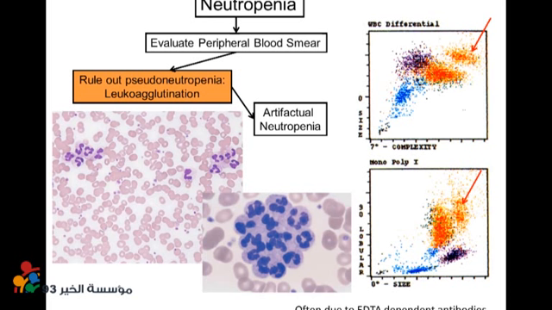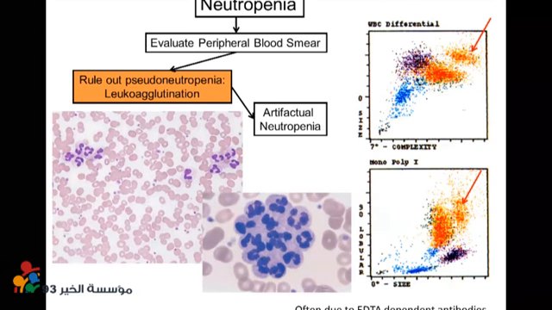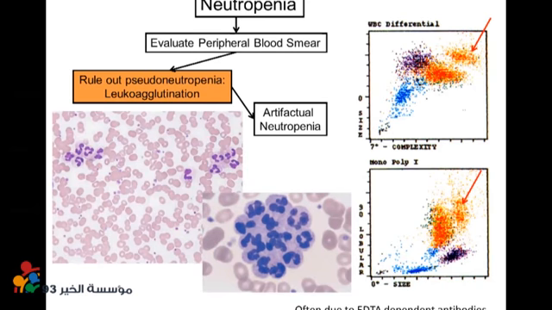So what happened on the right side, now you will understand why I have shown you the scattergrams from either the impedance or from the flow cytometer. When these clumps of cells become very big, the computer is going to look at these and put them in a different location because they are big. They have more complexity, as you see with the arrow. They are not going to be counted as neutrophils.